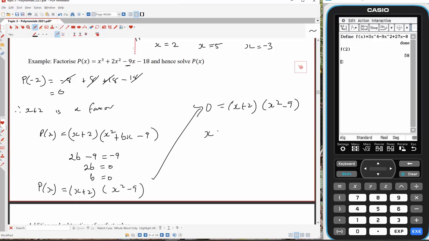Let's run the null factor law. X is equal to negative 2. X squared take 9 equals 0. X squared equals 9.